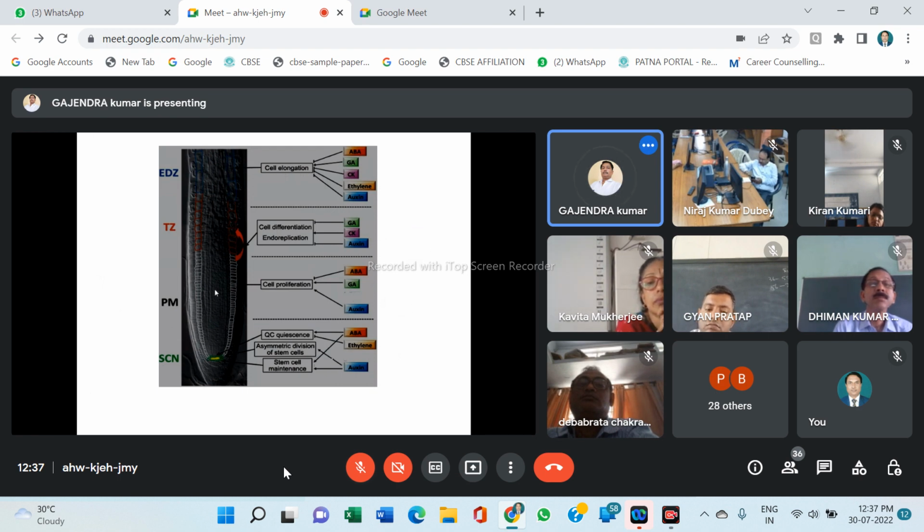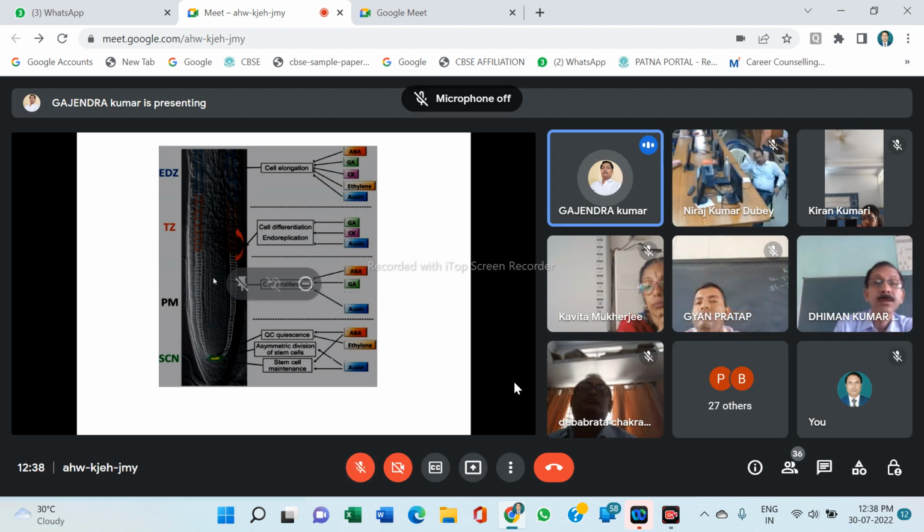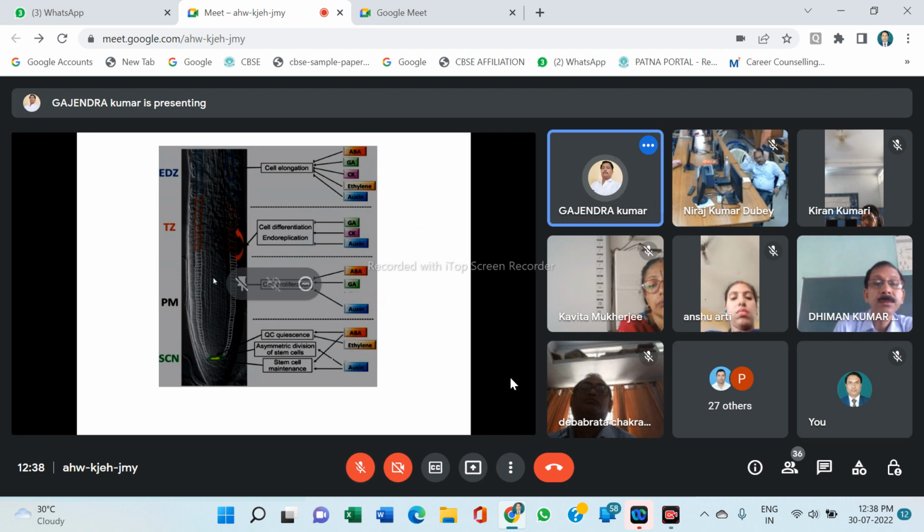Here one image is there. Can you identify, sir, which type of image is here, which cell, which zone, which part of the plant? I think it's a root tip. Apical meristem, sir. Yes, apical, exactly. The root apex is there, and this apical meristem is shown here.